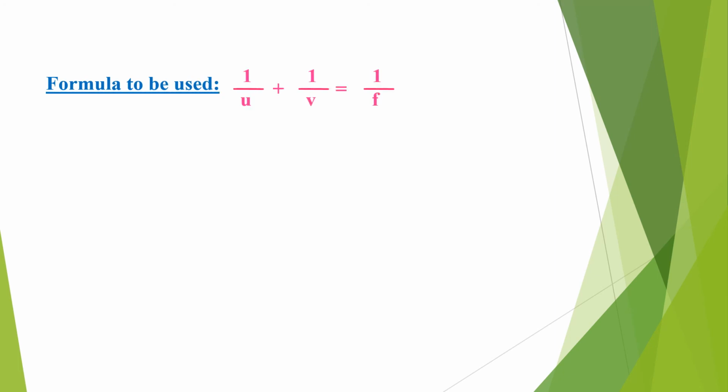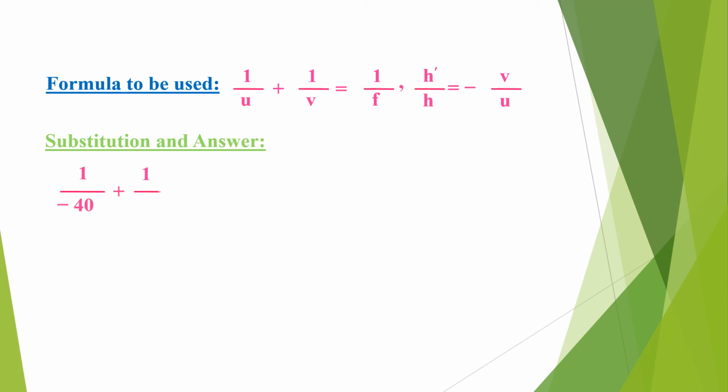Formula to be used: mirror formula 1 by u plus 1 by v is equal to 1 by f, and magnification formula m is equal to h dash by h is equal to minus v by u. Substituting and getting the values. In the mirror formula, 1 by object distance is minus 40, plus 1 by image distance is v, that is equal to 1 by focal length, which is plus 40 centimeter. By substituting these, we get the value of v as plus 20 centimeter.